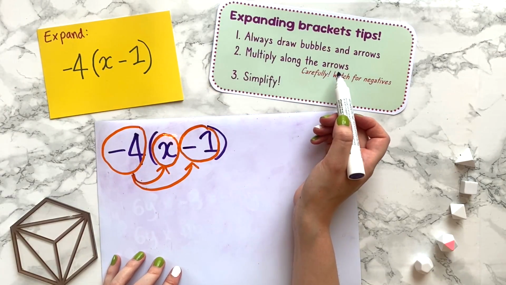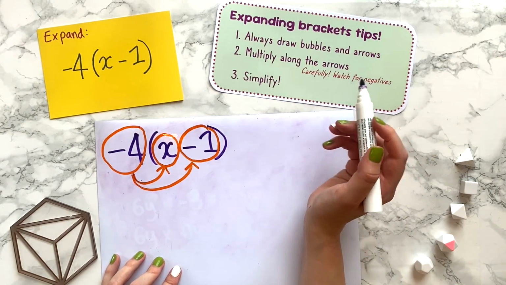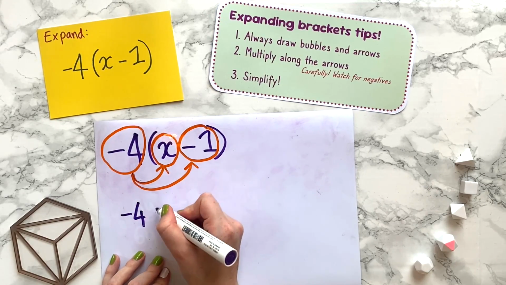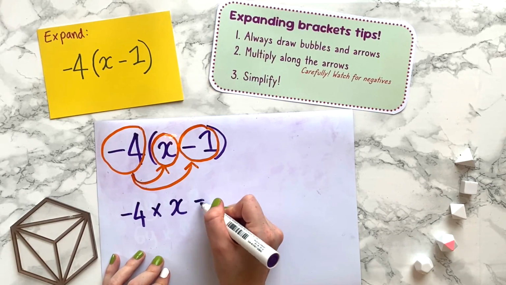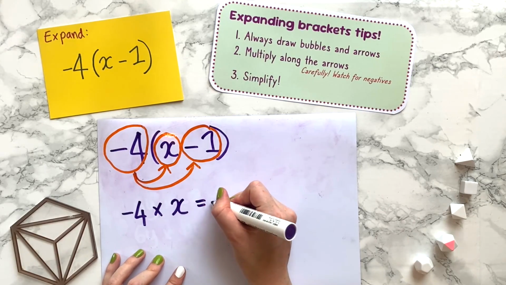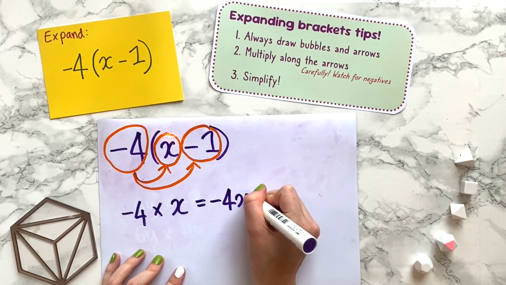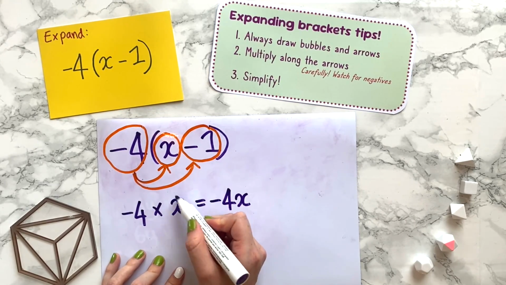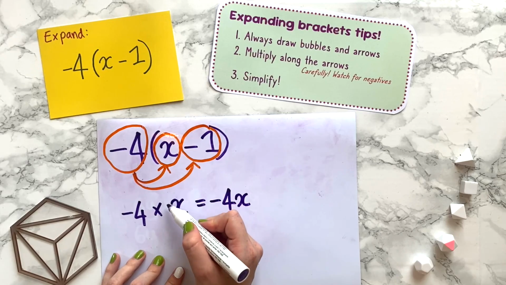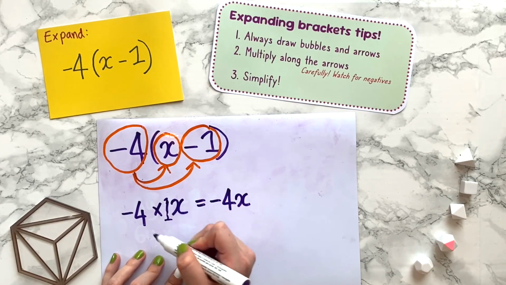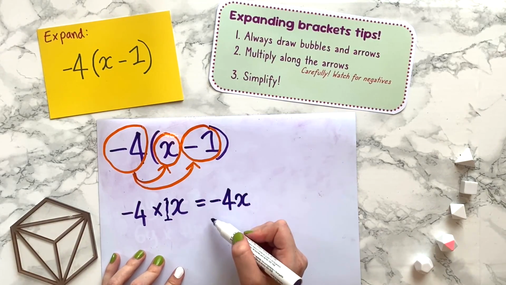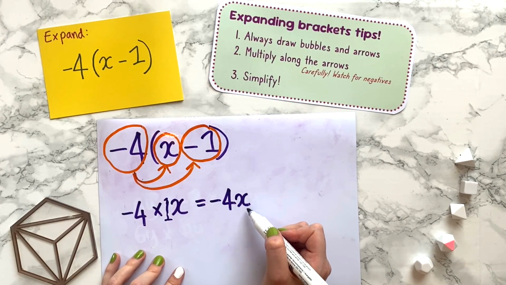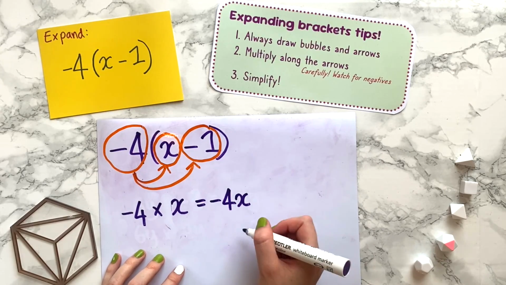Now we multiply along the arrows, carefully watching for the negatives. So we have minus 4 times by, following that first arrow, the x. Now you might be able to see straight away that we could just write that as minus 4x. If we think about it how we thought about the other multiplications, we times together the number terms. So this is a minus 4 times by an invisible 1 here. So minus 4 times 1 is minus 4. This term's got an x. This term doesn't have an x, so the x goes on its own here. Minus 4 times x is just minus 4x.